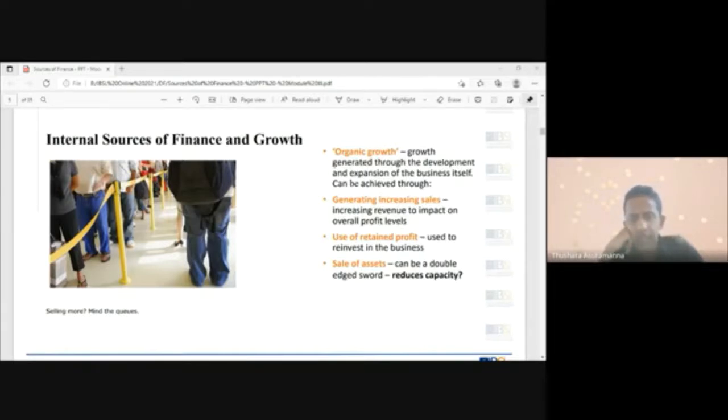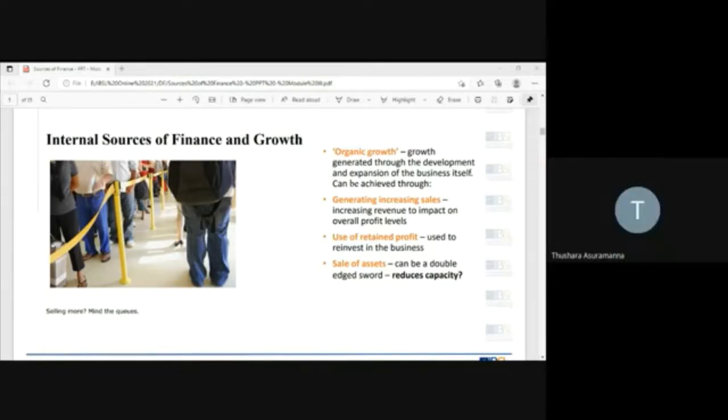Third, sale of assets. Sale of assets can be a double-edged sword. Why? Because it could reduce your capacity to grow. It's obvious, no? Let's say you have a factory, a garment factory. Say you have 3 layouts or machine lines, for example.